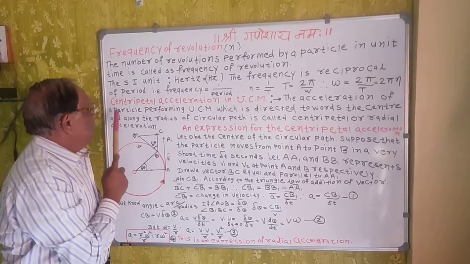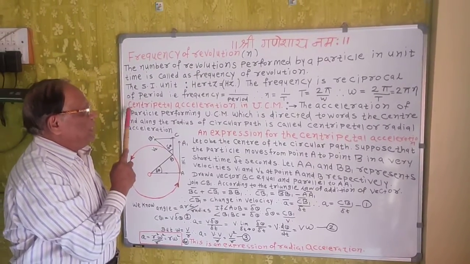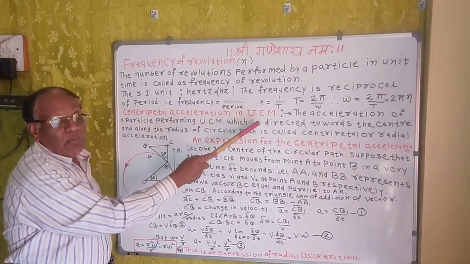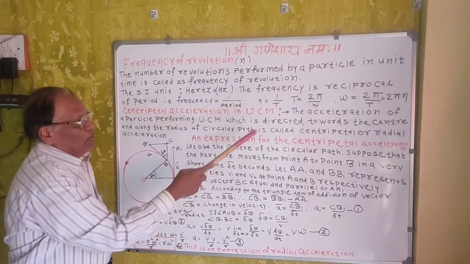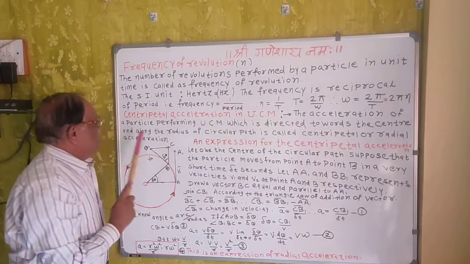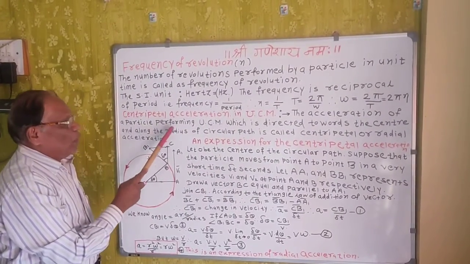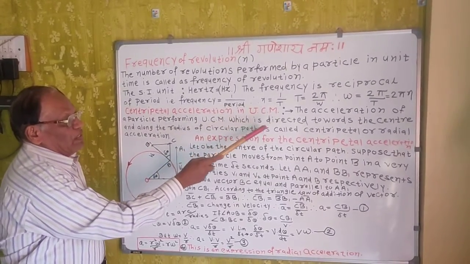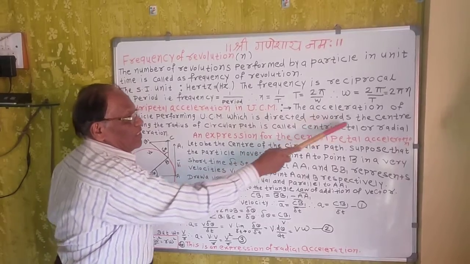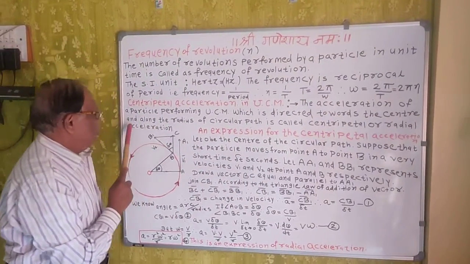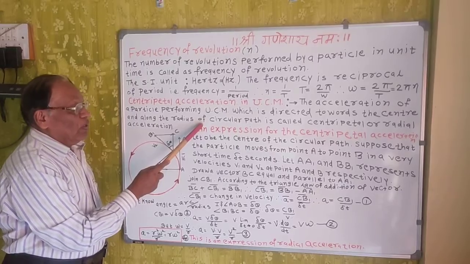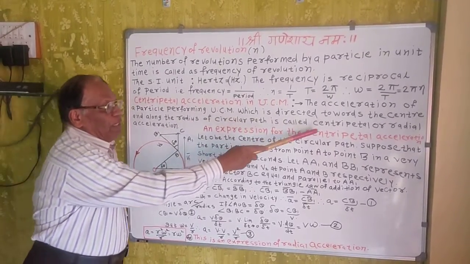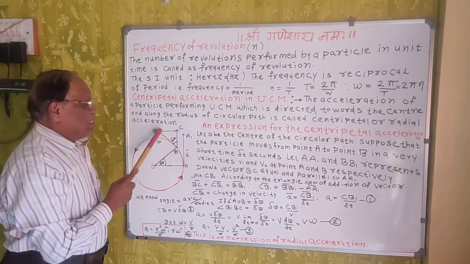Now we are going to study the definition of centripetal acceleration or radial acceleration in uniform circular motion. The acceleration of a particle performing uniform circular motion, which is directed towards the center and along the radius of the circular path, is called centripetal or radial acceleration.